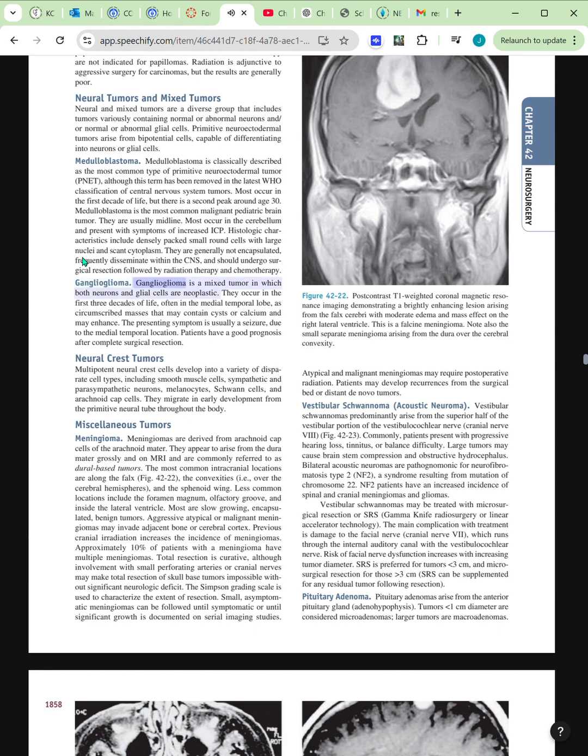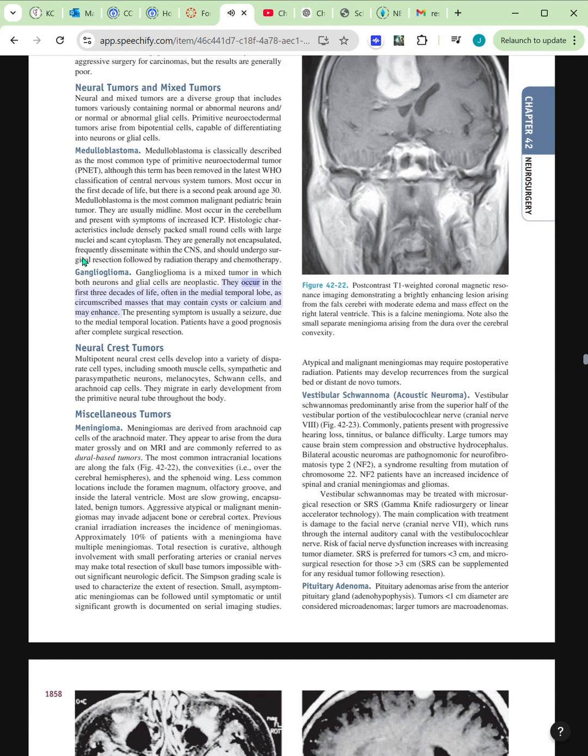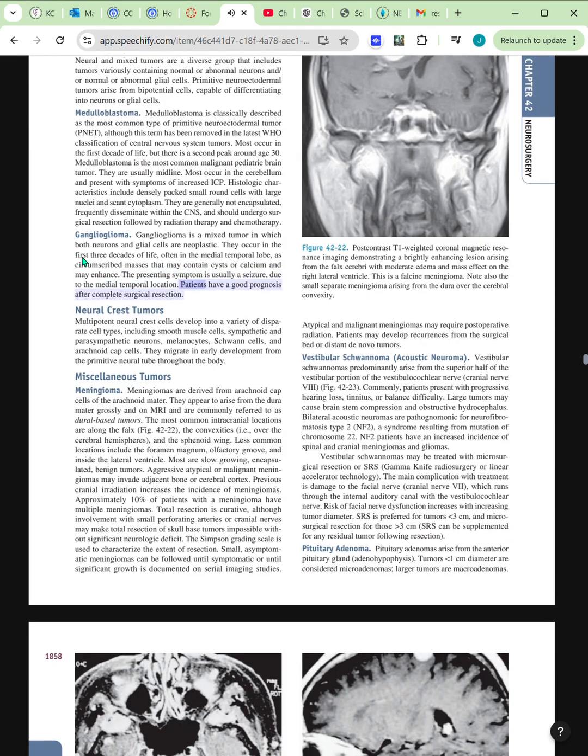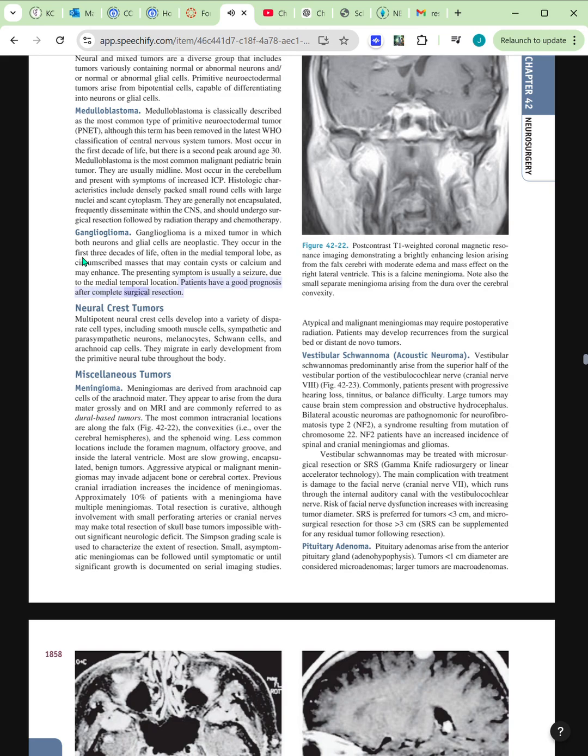Ganglioglioma. Ganglioglioma is a mixed tumor in which both neurons and glial cells are neoplastic. They occur in the first 3 decades of life, often in the medial temporal lobe, as circumscribed masses that may contain cysts or calcium and may enhance. The presenting symptom is usually a seizure due to the medial temporal location. Patients have a good prognosis after complete surgical resection.